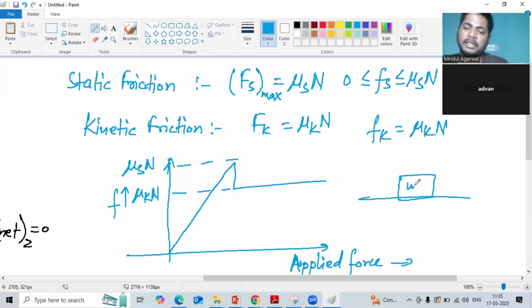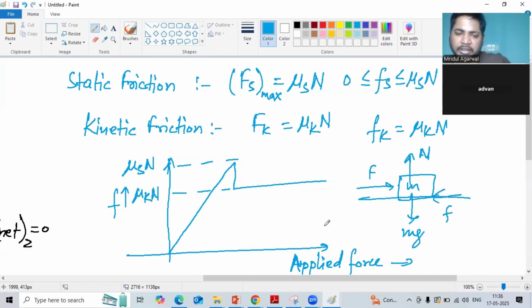Suppose there is a body like this, m mass body, mg weight, normal force. F you are applying from the left hand side, the friction will act opposite. So this friction will increase up to mu s N and then decrease to mu k N, and then it will be constant in nature. So this is the static and kinetic friction. Up to a certain limit, the static friction increases, and at some point it stops, and then kinetic friction acts, which is lower in value.